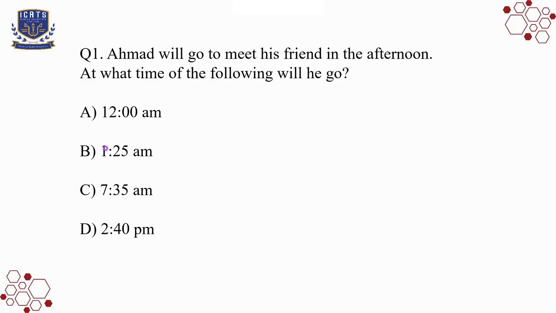So we can see that option A, B, and C are given in AM time, which is usually morning time. After morning, exactly at 12 o'clock in the daytime, it's noon. And after 12, it's afternoon. So we have our option D, which is 2:40 p.m. So Ahmed will go to meet his friend in the afternoon at 2:40 p.m.